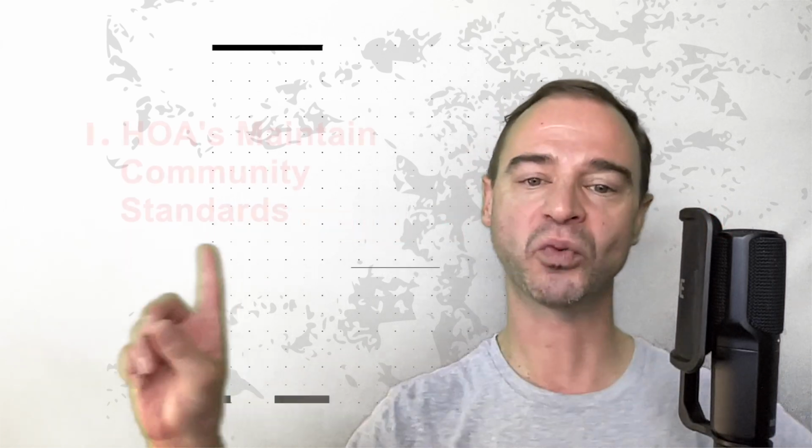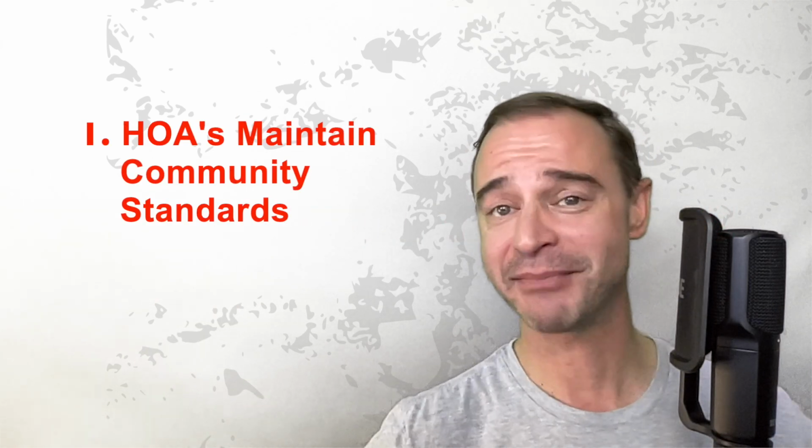Did you know that living in a community with an HOA, Homeowners Association, comes with rules and fees that homeowners need to follow? Knowing what to expect can help you make smart decisions when buying a home. Let me tell you why. Number one, HOA rules maintain the community's standards. HOAs enforce rules designed to maintain property values and ensure the community looks its best. These may include regulations on lawn care, exterior home modifications, and even parking.